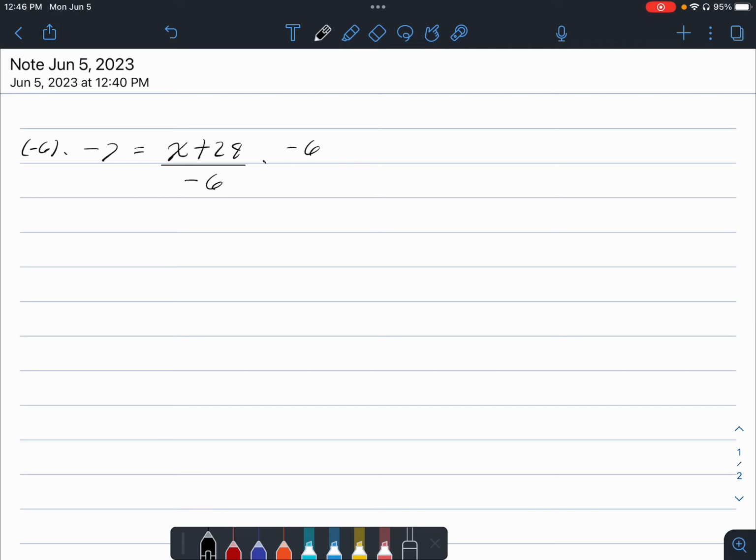But since we multiplied the right-hand side by -6, these will cancel out. We'll have -6 divided by -6. That's equal to 1. So these can just disappear. And so now we are left with -6 times -7. That's going to give us a positive 42. And that's going to be equal to x plus 29. Okay? So now we're just going to subtract this 29 from both sides of the equation. Therefore, these will go away. And we'll have x is equal to 42 minus 29, and that's just going to be 13.